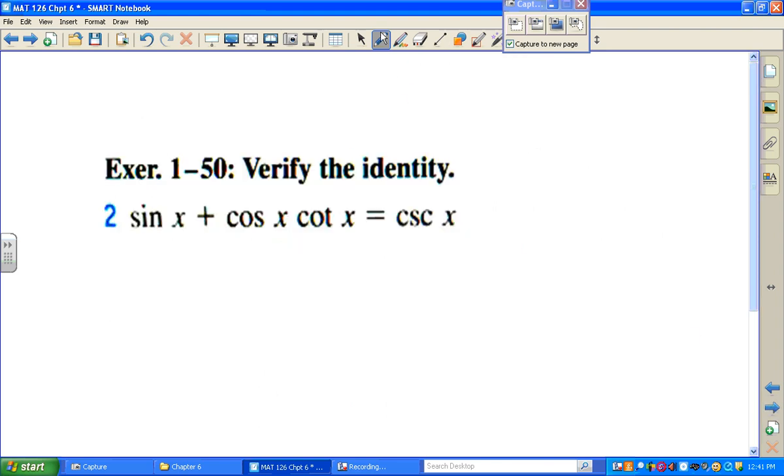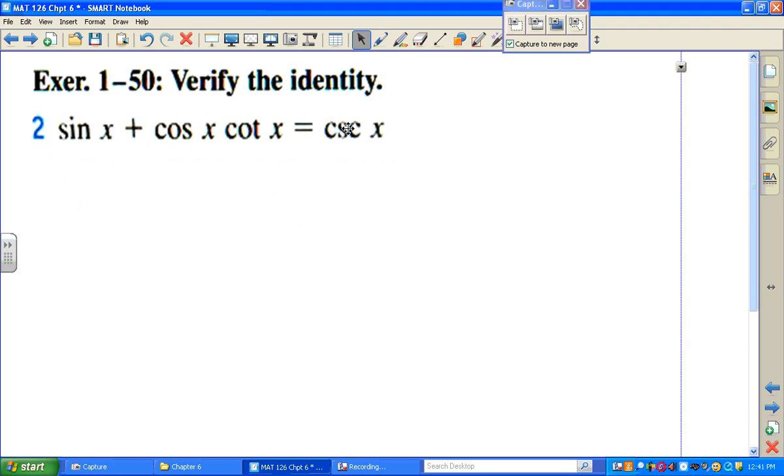Here we go. The first one. Look at the directions for 1 through 50. They don't change. Okay, don't you love that? Insane. You got to love that.